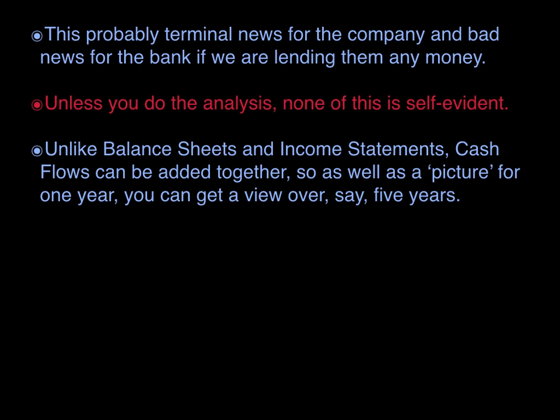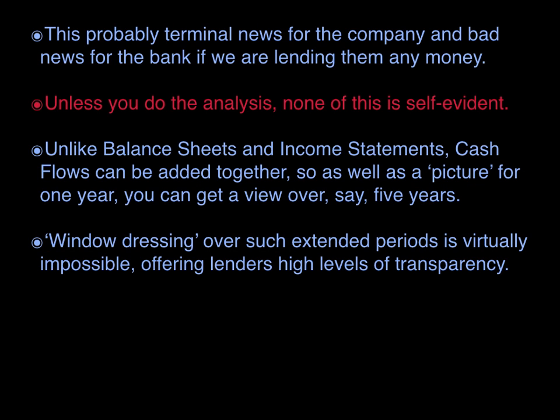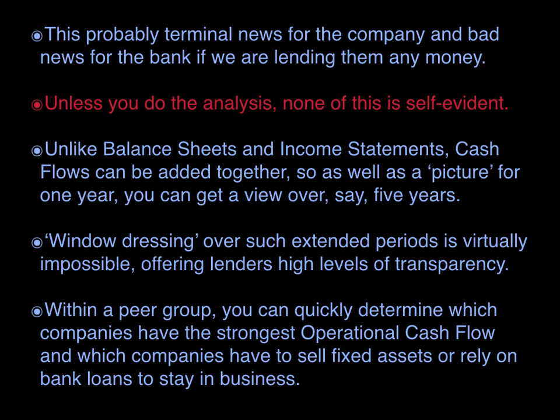Unlike balance sheets and income statements, cash flows can be added together, so as well as a picture for 1 year, you can get a view over, say, 5 years. Window dressing over such an extended period is virtually impossible, offering more transparency for the bank. Within a peer group, you can quickly determine which companies have the strongest operational cash flow and which companies have to sell assets or rely on bank loans to stay in business.